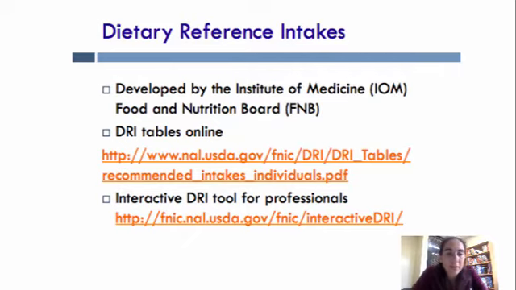There is also on this website an interactive DRI tool for professionals, and you can see the link there. This DRI tool is very easy to use. You will input the characteristics for the individual that you're working with. You put in their gender, their height, their weight, their age group, a number of other indicators, and then you select which nutrients you would like the DRIs for, and you'll get a full printout or report for that individual or patient that you're working with. So that's some neat resources that we have online.